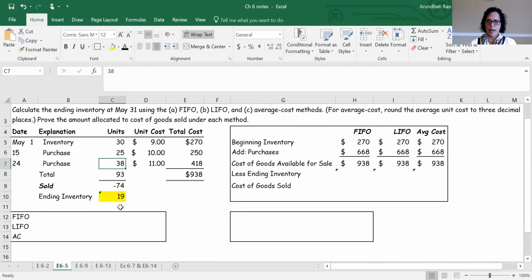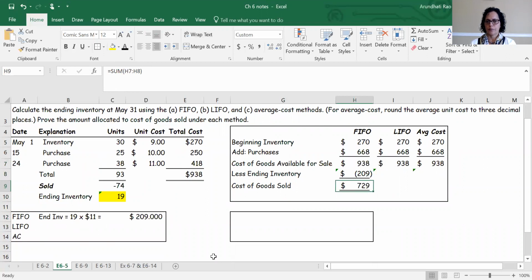So I have 19 units. There were 38, so definitely these 19 are from this purchase. So 19 times 11 is the ending inventory under the first in, first out method. So in the first in, first out method, the amount I'm going to assign to ending inventory is 209. So if I assign 209 of the 938 to ending inventory, what remains is going to become cost of goods sold.